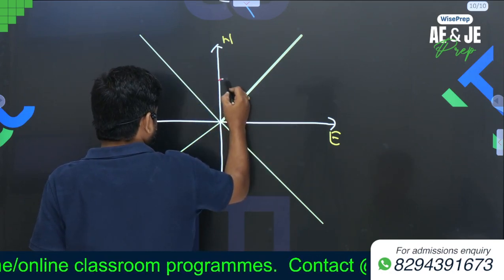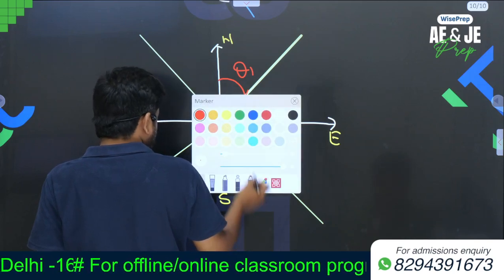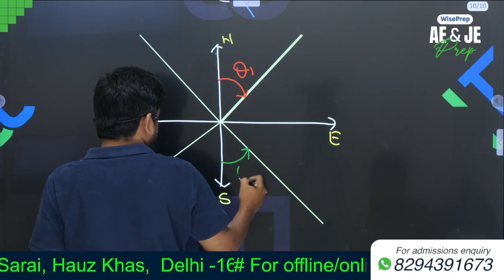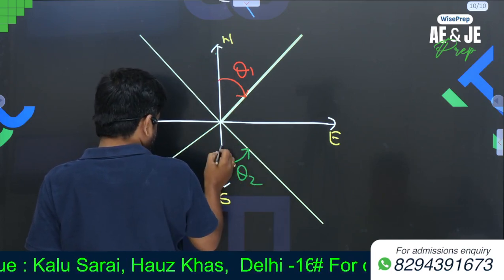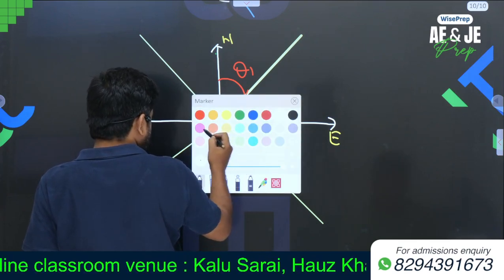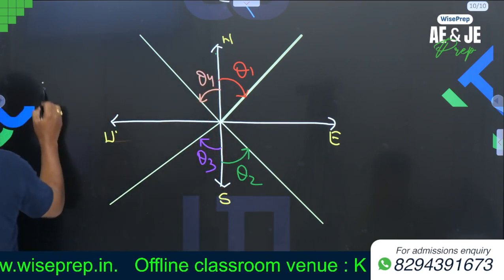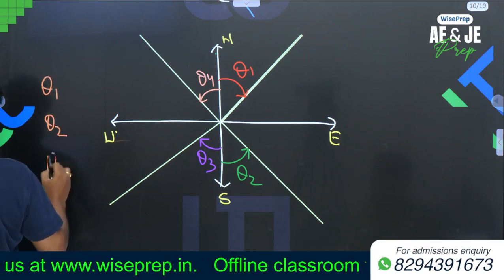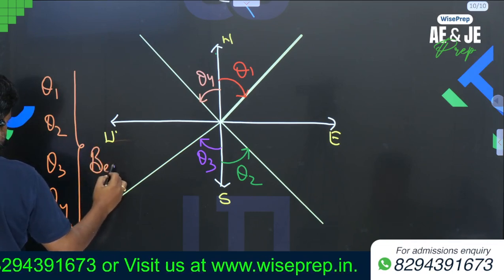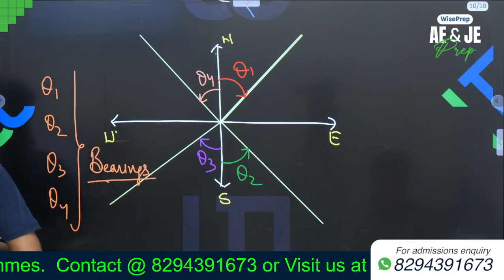So write down theta 1, write down theta 2, theta 3, theta 4. So these theta 1, theta 2, theta 3, theta 4, what are these? Bearings. All right.